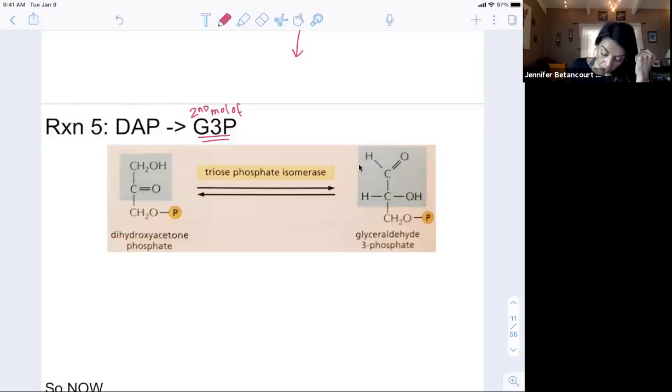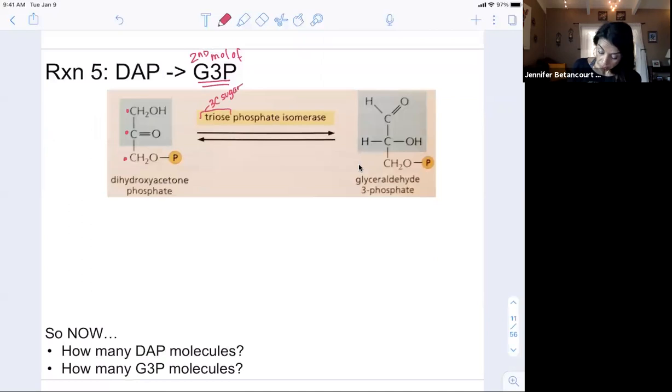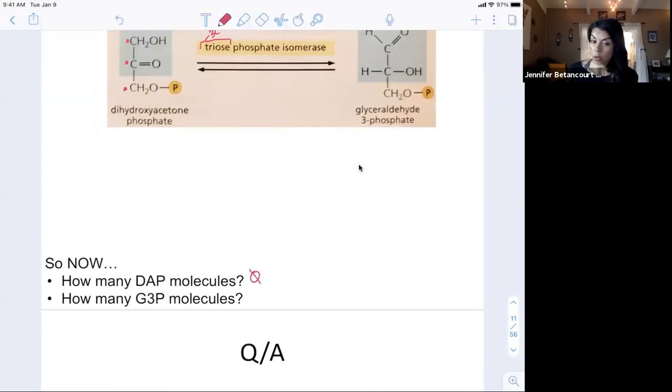This is a triose phosphate because there's 1, 2, 3, tri. It's a sugar still, so it's a triose. So this is a 3-carbon sugar. Phosphate because it's phosphorylated. So this is essentially just changing the structure around. Nothing was gained, nothing was lost, just bonds are broken and reshifted. The molecular formula is the same, and it changed it from a DAP to a G3P. So at the end of reaction 5, you have no more DAP molecules, and you have 2 G3P molecules.